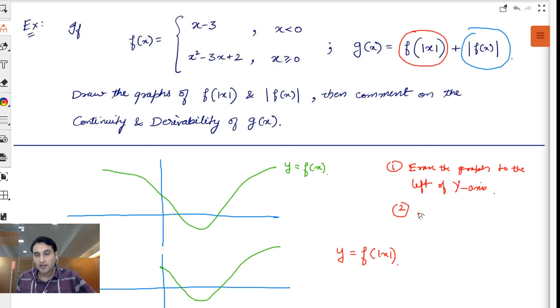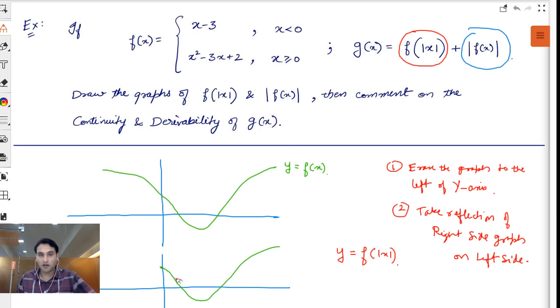Second step. Step 2. ठीक है? Take reflection of positives, I mean in simple words, let me use simple words here. Take reflection of right side graph on left side. Simple as that. मतलब क्या करो, इसी का रिफ्लेक्शन ले लो लेफ्ट में. Just take its reflection on the left hand side. ठीक है? This becomes your graph of f of mod x.